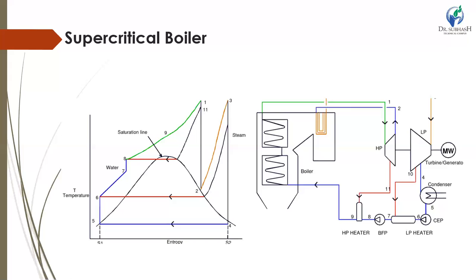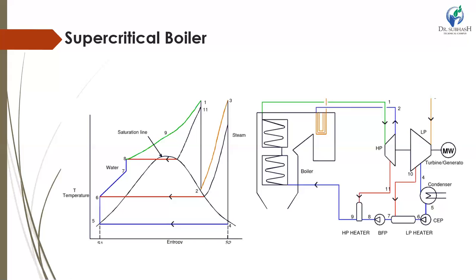Usually, subcritical boilers consist of three distinct sections: economizer, evaporator, and superheater. While in the case of a supercritical boiler, only economizer and superheater are required. The phenomenon of boiling does not occur in a supercritical boiler. The economizer layout of both types of boiler is otherwise the same.